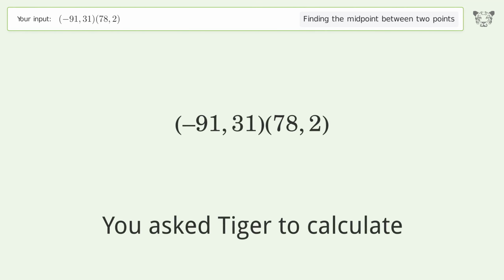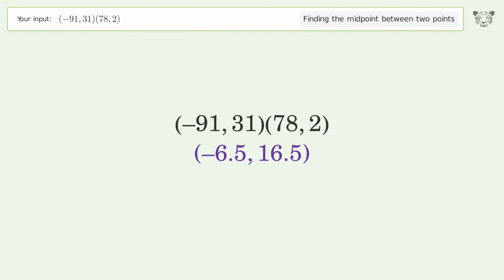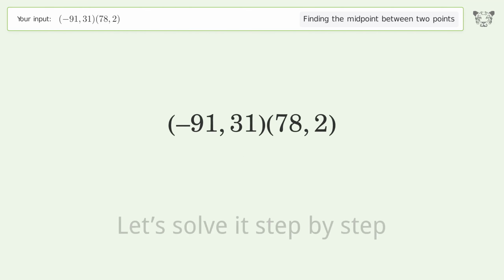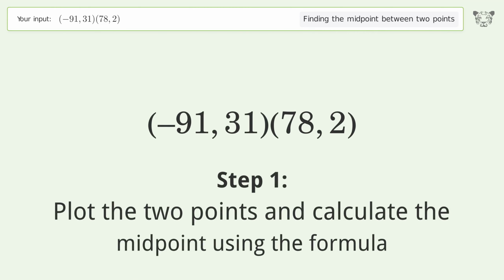You ask Tiger to calculate. This deals with finding the midpoint between 2 points. The midpoint between the 2 points is negative 6.5, 16.5. Let's solve it step by step. Plot the 2 points and calculate the midpoint using the formula.